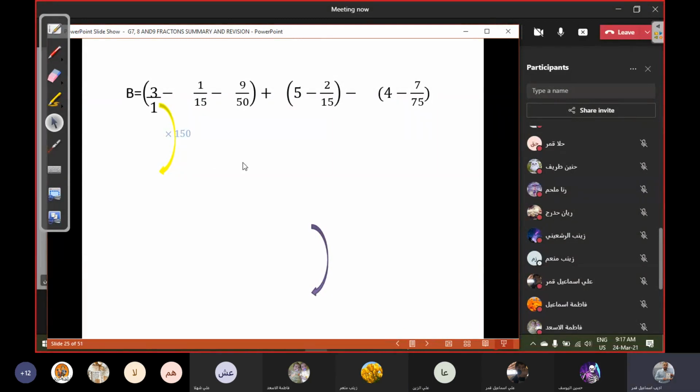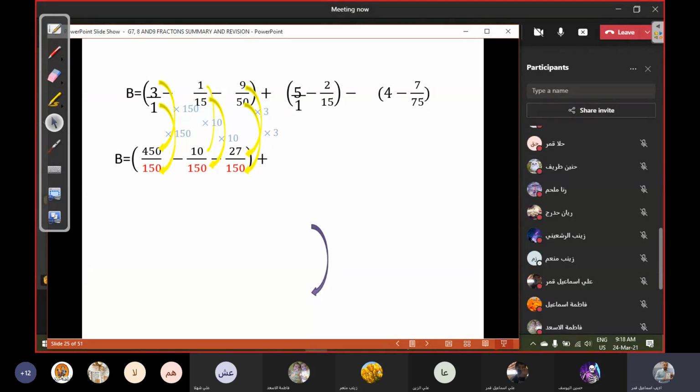For the first fraction, we multiply the numerator and denominator by 150. The second fraction, we multiply the numerator and the denominator by 10 to get 150. And the third fraction, we multiply by 3, the numerator and the denominator. Okay? We get for the first fraction 450 over 150 minus 10 over 150 minus 27 over 150. Plus, we move to the second one, put 5 over 1.